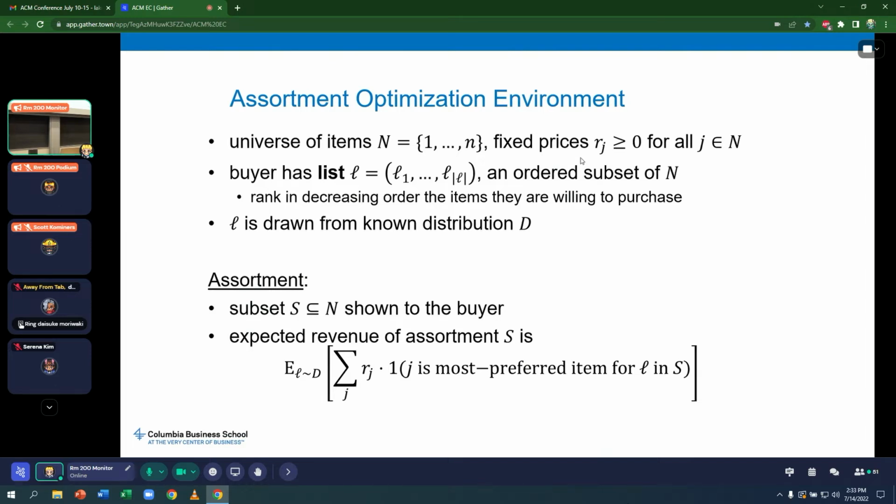For a buyer, I'm going to capture their preferences by what I call a list. This is an ordered subset of the universe of items, and these are the items that you're willing to purchase, that you rank above the outside option. I'm going to assume L is drawn from a known distribution D, and an assortment is just a specific way of selling these items, which is saying, I'm going to show you a take it or leave it subset. You choose one or more items from it, or one or fewer items from it.